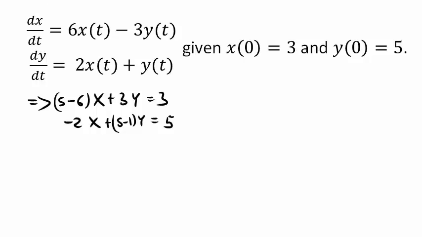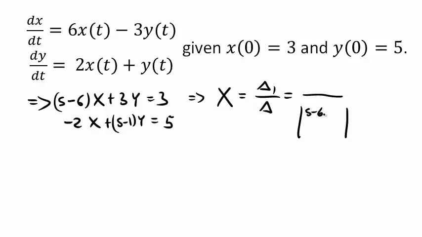I'm going to solve these using Cramer's rule. That means that capital X is going to be delta 1 divided by delta. Now delta is the determinant I get by using the coefficients in front of the X and the Y, just the way they're listed here. So I get s minus 6, 3, minus 2, and s minus 1. And delta 1 is the determinant where the right-hand side coefficients are replacing those for the first column. So I get a 3 and a 5 here. And the coefficients for Y stay the same.